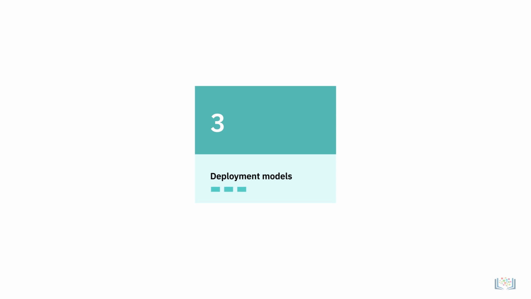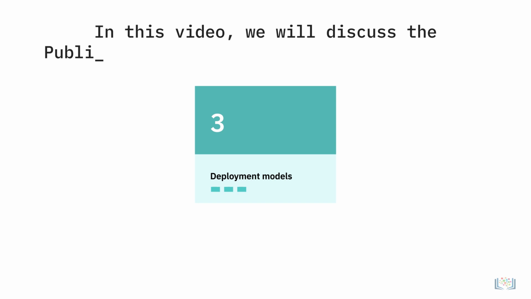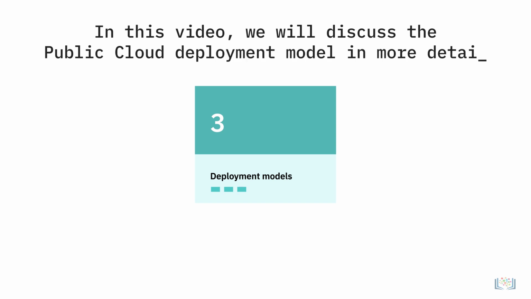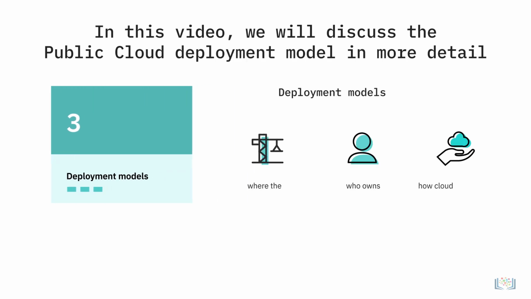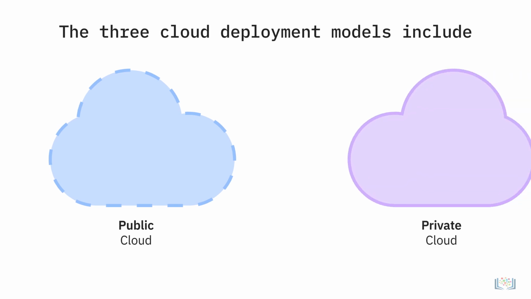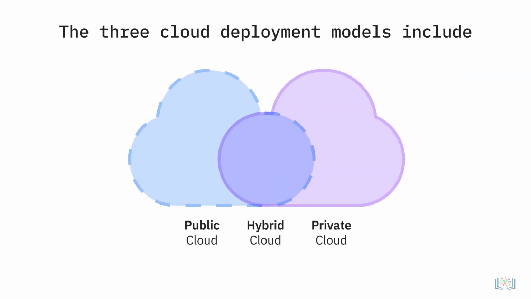In our introductory cloud video, we briefly mentioned the 3 deployment models for cloud. In this video, we will discuss the public cloud deployment model in more detail. Deployment models indicate where the infrastructure resides, who owns and manages it, and how cloud resources and services are made available to users. The 3 cloud deployment models include public cloud, private cloud, and hybrid cloud.